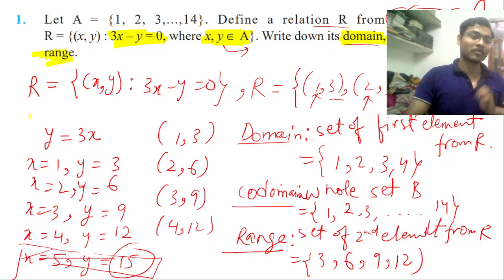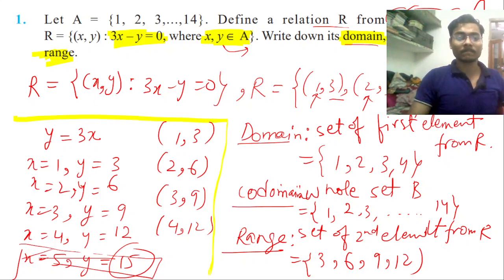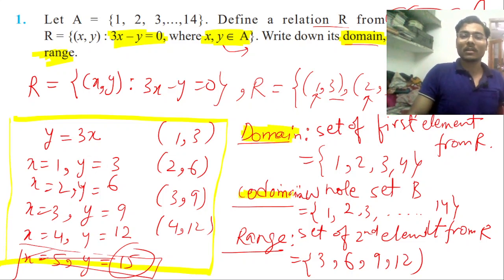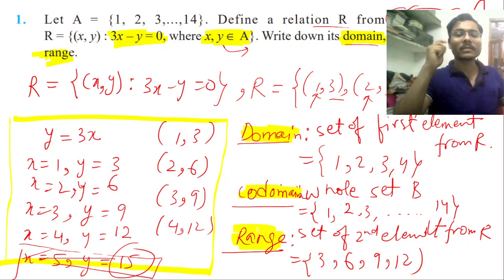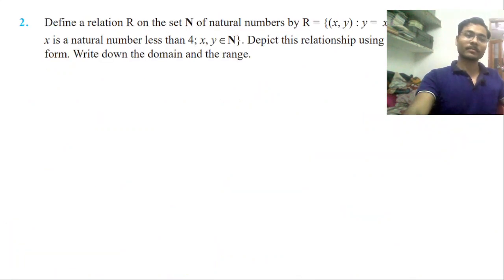So we solve here for the relation part, and after solving this we find the domain, codomain and range. This is the easiest definition I have written here. The domain is the set of first elements from the relation you have defined, the codomain is the whole set B, and the range is the set of second elements from the relation R.